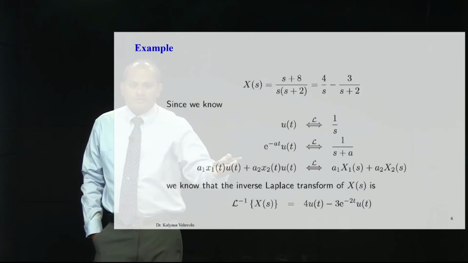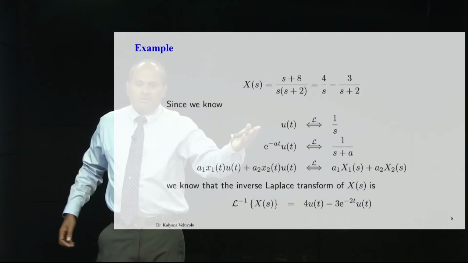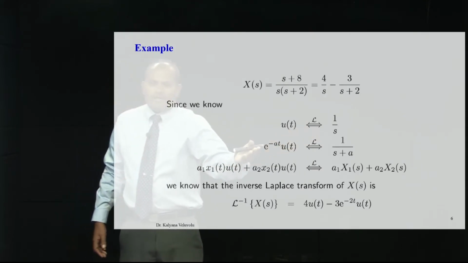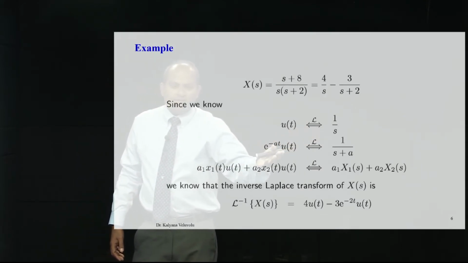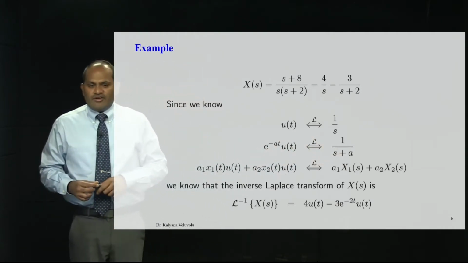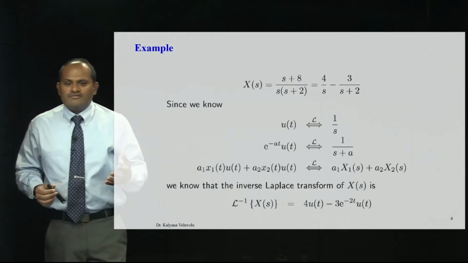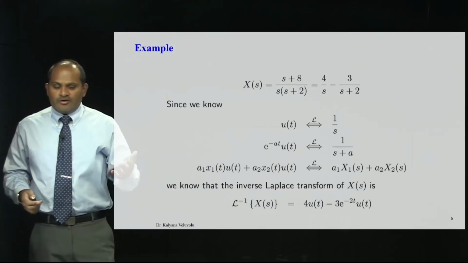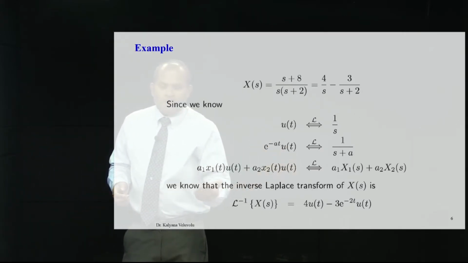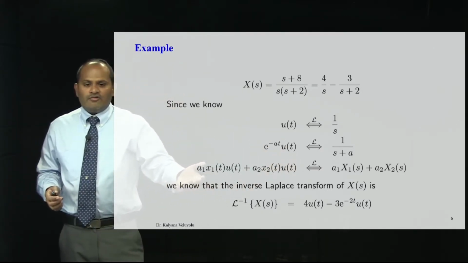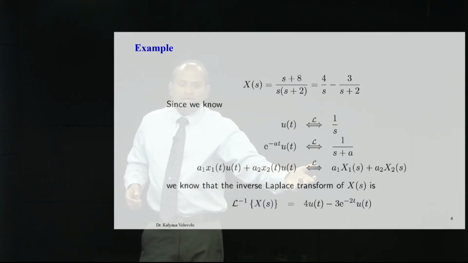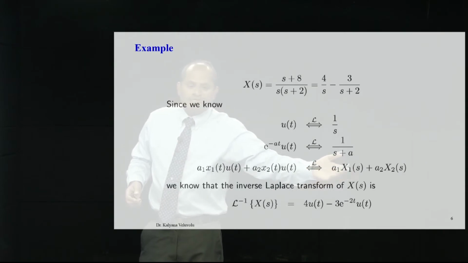What we know is unit step function, if you apply Laplace transform, I get 1 by s. Suppose I have exponential e power minus at u of t. If I apply Laplace transform, I get 1 by (s plus a). Now in the same way, we know the Laplace transform follows the additive property. So I can also write a1 x1 of t u of t plus a2 x2 of t u of t. If you apply Laplace transform, I get a1 X1 of s plus a2 X2 of s.